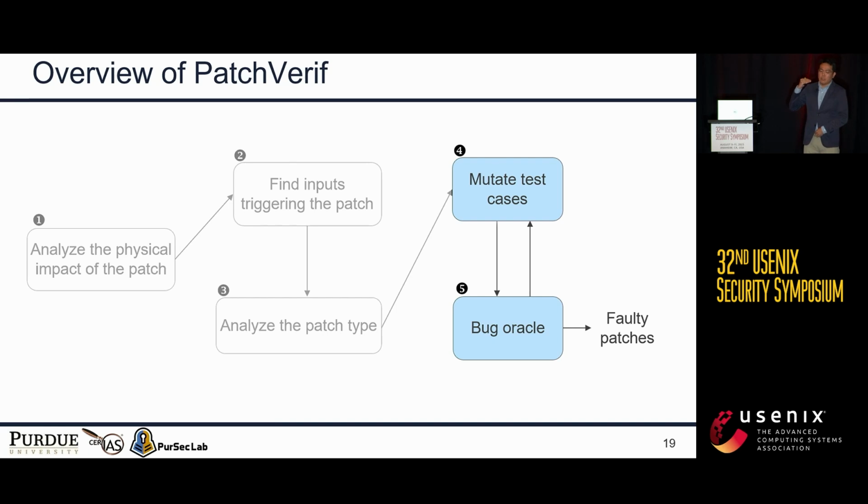The next component is analyzing the patch type, because the PatchVerif bug oracle applies a different bug oracle algorithm according to the classified patch type. However, I'd like to skip this part, but please check our paper if you want to know the details. And then let's jump into components 4 and 5. This component is for mutating test cases and then detecting buggy behavior created by a faulty patch.